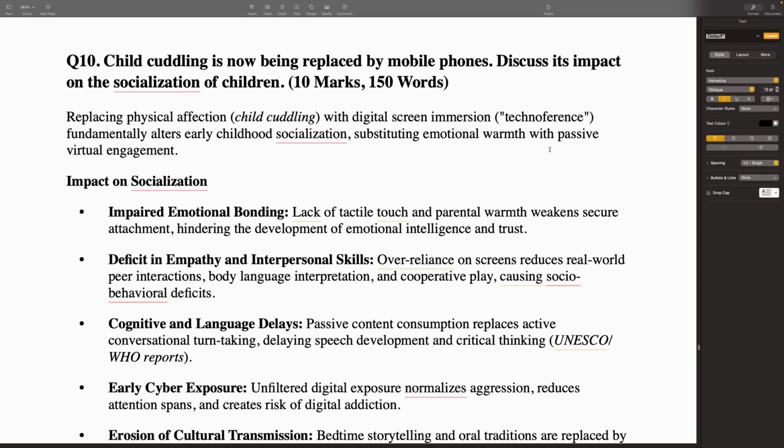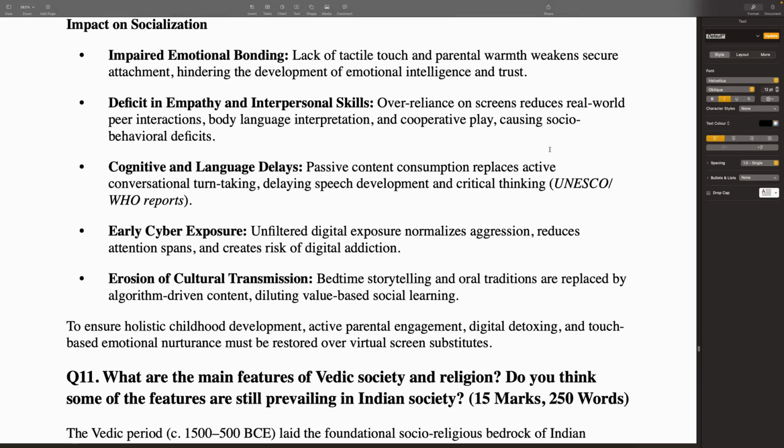Deficit in empathy and interpersonal skills. Over reliance on screen reduces real world peer interactions, body language interpretation, and cooperative play, causing socio behavioral deficits. Cognitive and language delays. Passive content consumption replaces active conversational turn taking, delaying speech development and critical thinking. Early cyber exposure. Unfiltered digital exposure normalizes aggression, reduces attention spans, and creates risk of digital addiction.